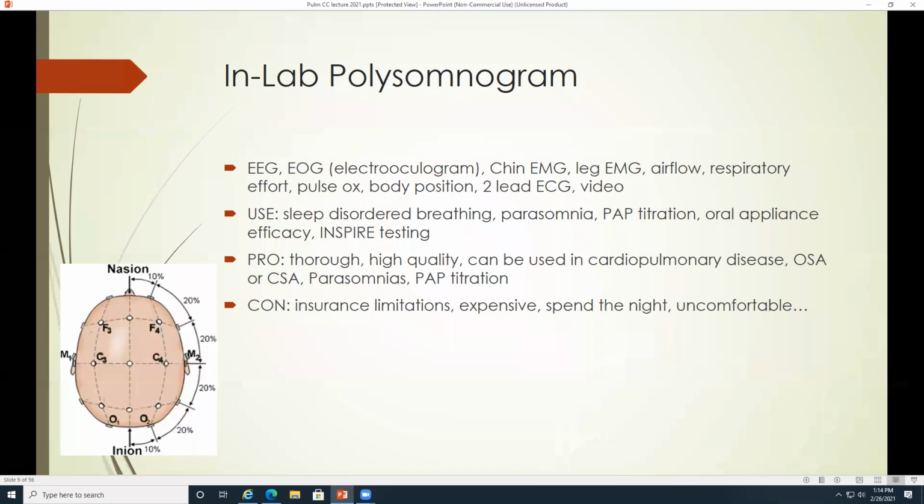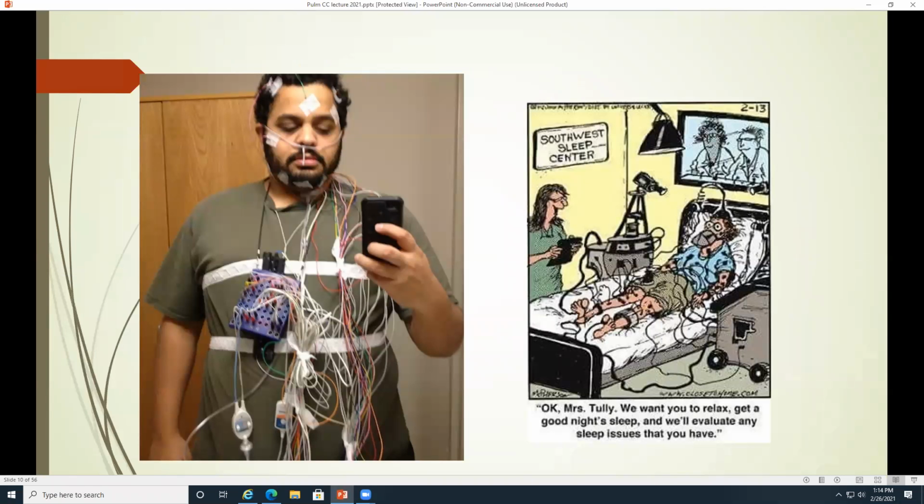And then it's actually somewhat uncomfortable. It's not painful by any means, but this is kind of what you're hooked up to for one of these tests. This little cartoon here, I think, is probably in like every sleep PowerPoint lecture ever given, but it's a nice funny joke. You can kind of see this gentleman here.